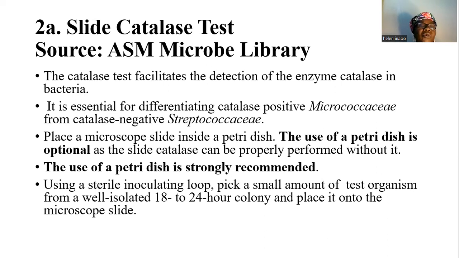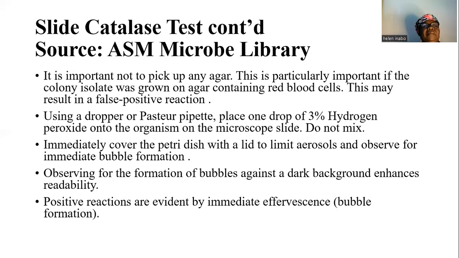The procedure or protocol involves placing a microscope slide inside the petri dish. Although the use of a petri dish is optional, as the slide catalase can properly be performed without it. However, the use of a petri dish is strongly recommended. So using a sterile inoculating loop, a small amount of the test organism from a well-isolated 18 to 24-hour colony is picked and is placed onto the microscope slide.